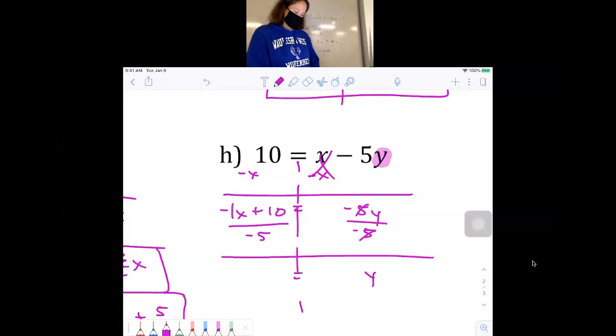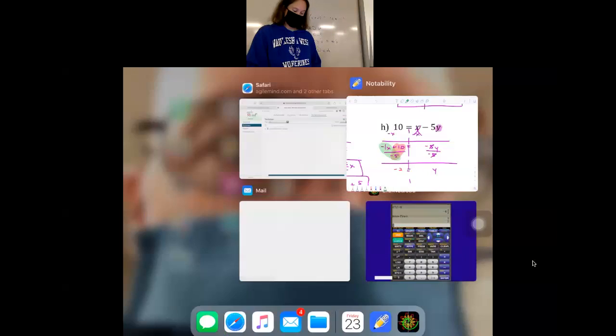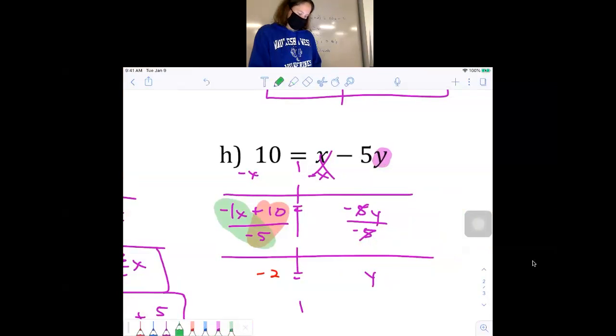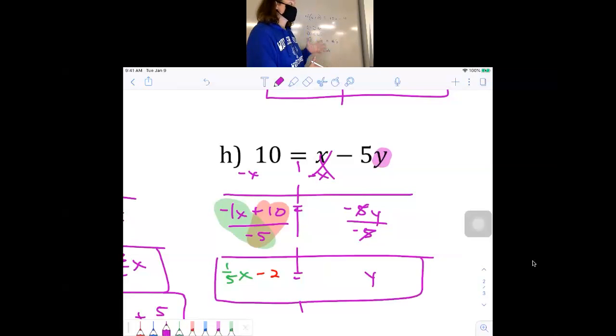Because I agree, a lot of you got this right. 10 divided by negative 5 is negative 2. But what's negative 1x divided by negative 5? Let's go to my handy dandy calculator. Negative 1 divided by negative 5 equals 1/5. So you leave it as 1/5 x. And remember, that's the exact same thing as y equals negative 2 plus 1/5 x, because I saw some people have that. That's absolutely fine.